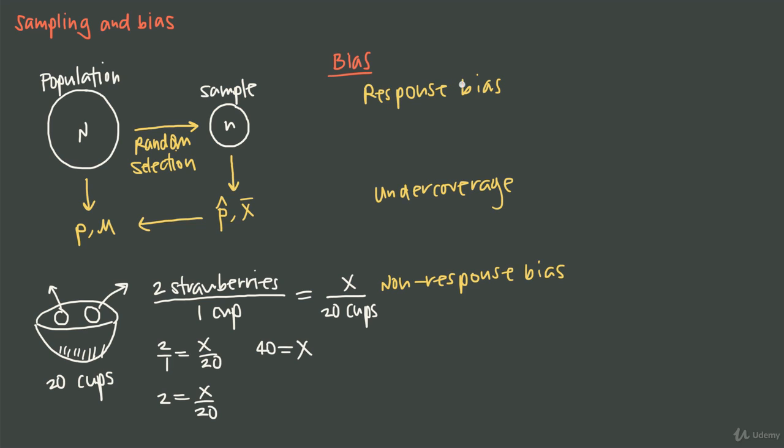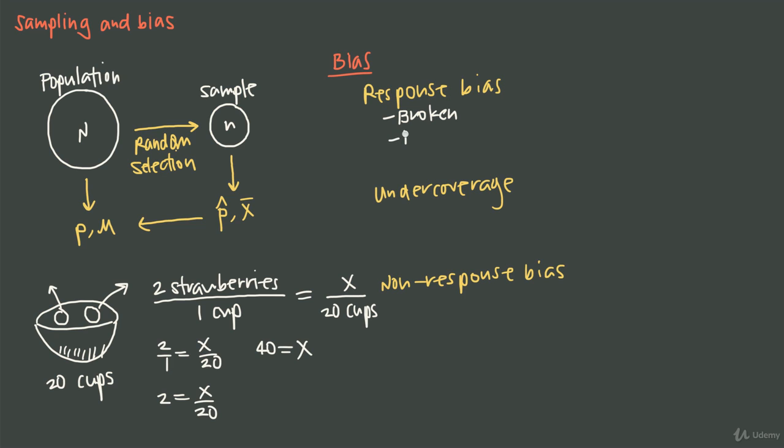Response bias basically means there's something wrong with the way that we collected the data. For example, we could have broken tools or tools that are not calibrated correctly. For example, if we're collecting data about temperature, but our thermometer is broken, we're going to have measurement bias. There's something wrong with the tool that we're using. So the responses that we're getting from our subjects are going to be biased.